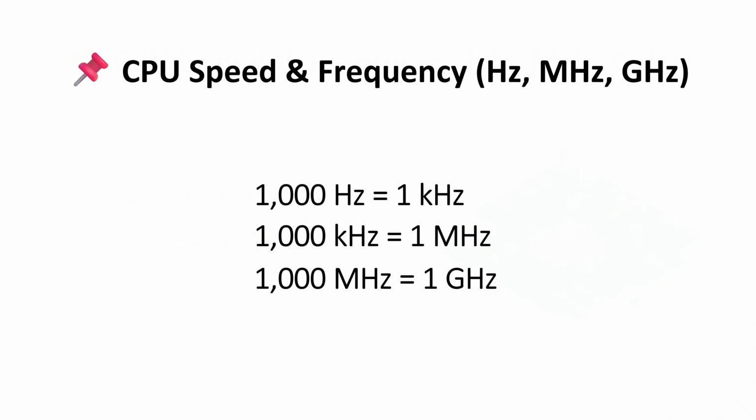instantly. If we have 1000 hertz, we have 1 kilohertz. If we have 1000 kilohertz, we have 1 megahertz. And the same thing, if we have 1000 megahertz, we will have 1 gigahertz. And 1 gigahertz is 1 billion hertz. So when we say a CPU runs at 3.5 gigahertz, that means it performs 3.5 billion clock cycles per second.